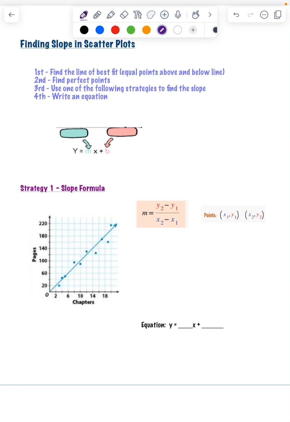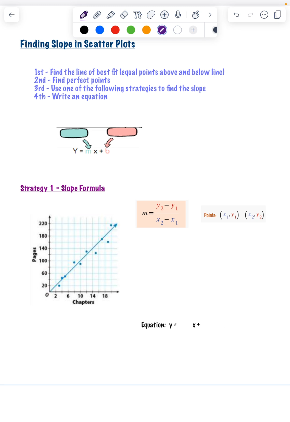Today we're going to review how to find slope, and we're going to focus on scatter plots. When we are looking at scatter plots, often we just have the points plotted and we do not have a line. So if there isn't a line in our scatter plot, our first job is always to find that line of best fit. And as a reminder, that means that we're looking to go kind of through the middle of our data where we have equal points above and below our line.